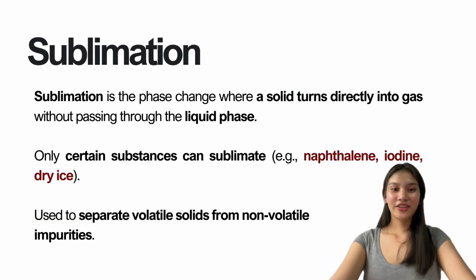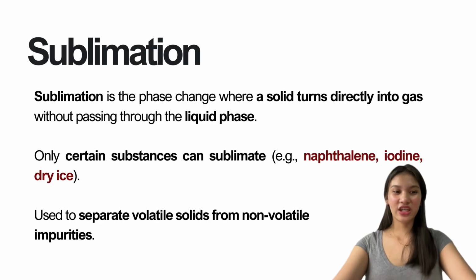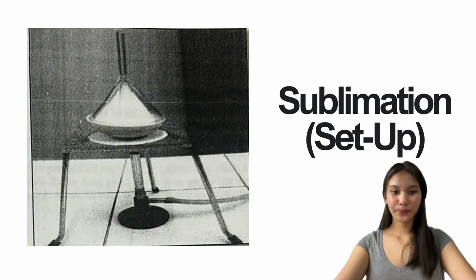Sublimation. The theoretical explanation for sublimation is the phase change where a solid turns directly into gas without passing through the liquid phase. Only certain substances can sublimate. Examples: naphthalene, iodine, and dry ice. Sublimation is used to separate volatile solids from non-volatile impurities. So this is the setup for sublimation.